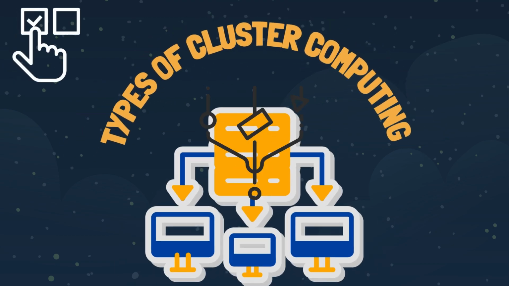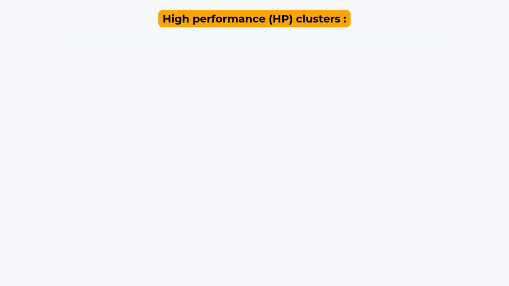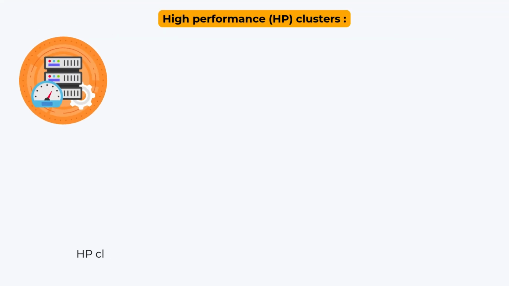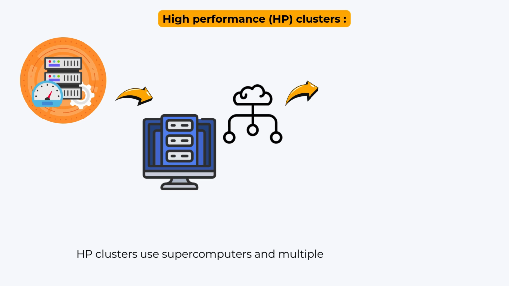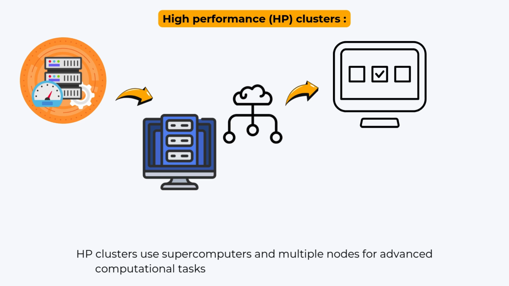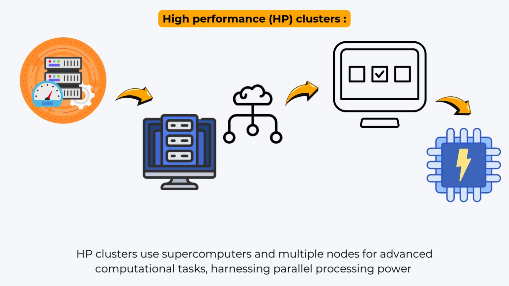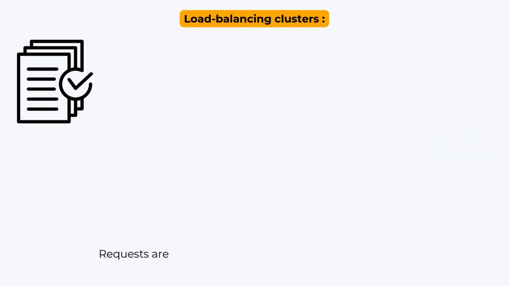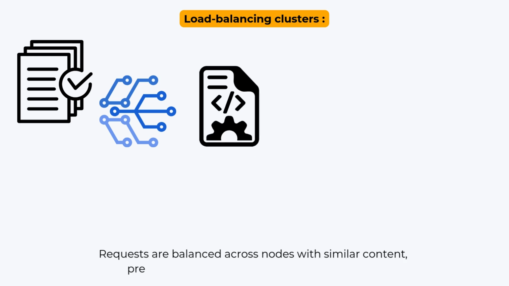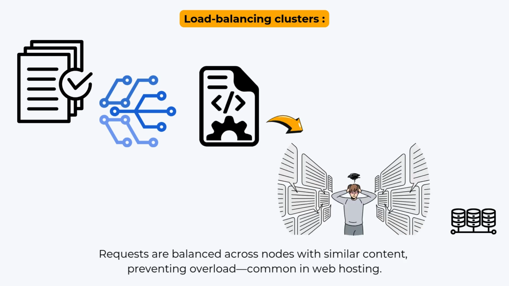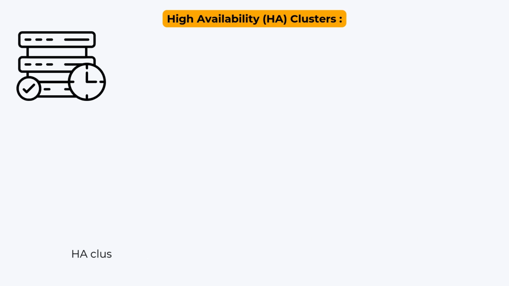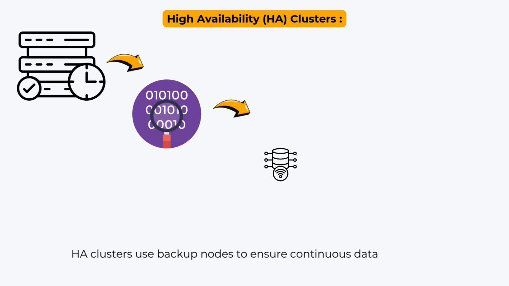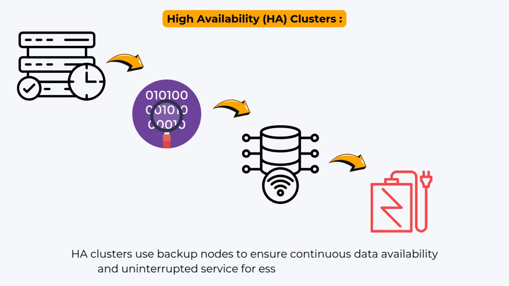Types of cluster computing. High-performance clusters use backup nodes to ensure continuous data availability and uninterrupted service for essential business functions. Load balancing clusters: requests are balanced across nodes with similar content, preventing overload common in web hosting. High availability clusters: HA clusters use backup nodes to ensure continuous data availability and uninterrupted service for essential business functions.